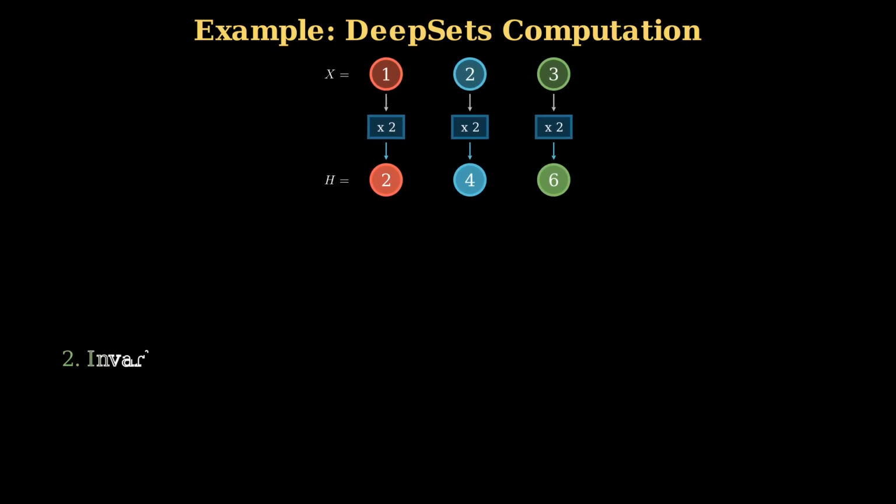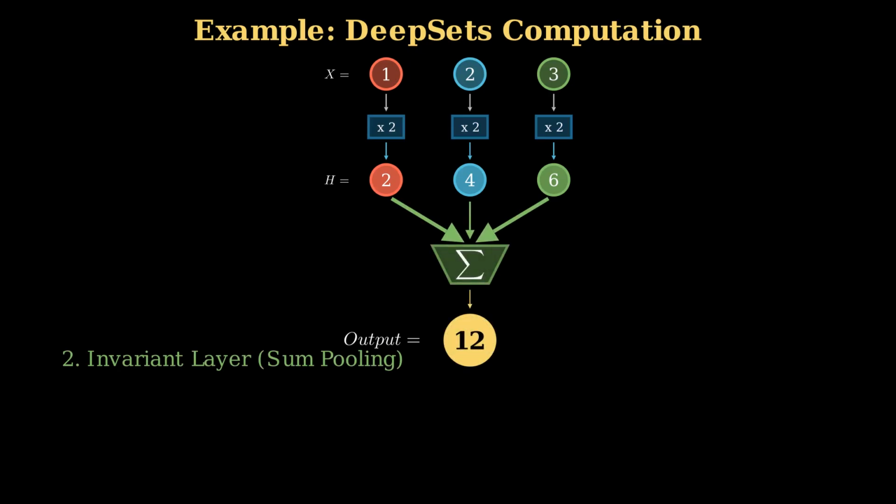Next, we pass these values through an invariant layer using some pooling, getting a total of 12. Now, even if you shuffle the input elements 1,000 more times, the final sum will always be 12. Our prediction is completely invariant to the order.